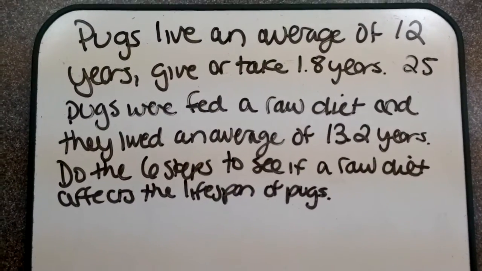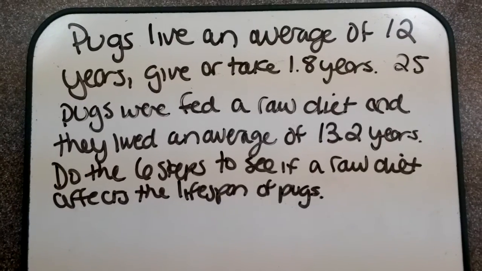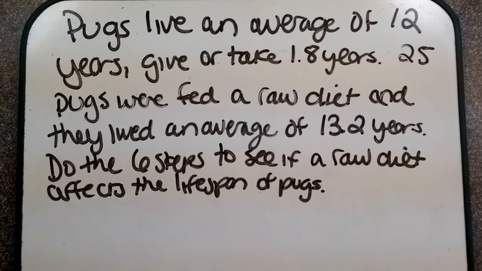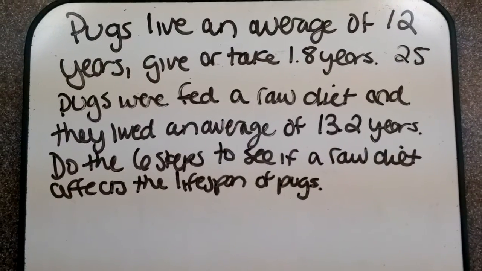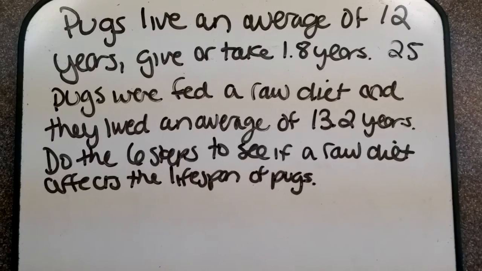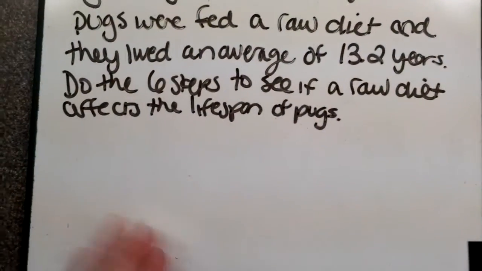This says, pugs live an average of 12 years, give or take 1.8 years. 25 pugs were fed a raw diet and they lived an average of 13.2 years. Do the 6 steps to inferential statistics to see if a raw diet affects the lifespan of pugs. Alright, so let's get started.